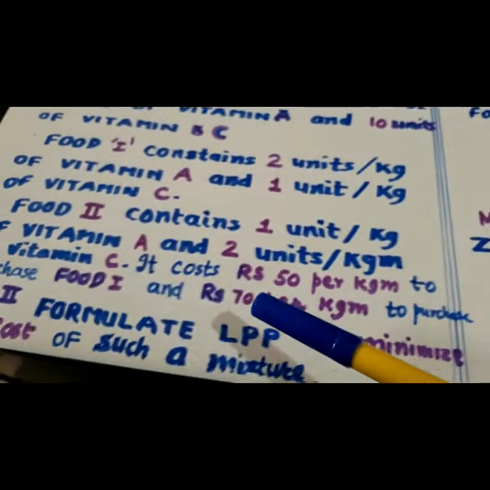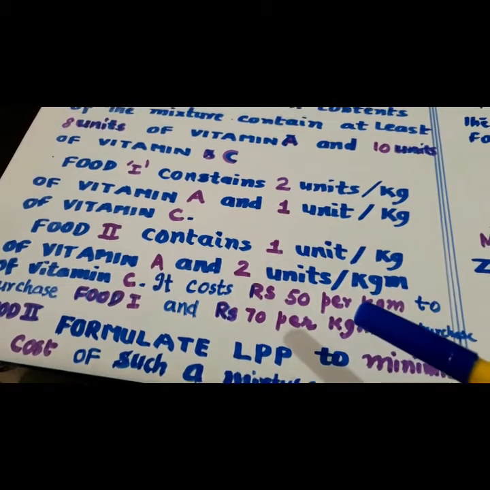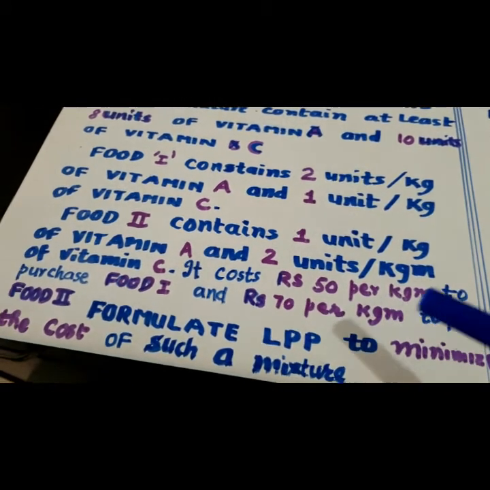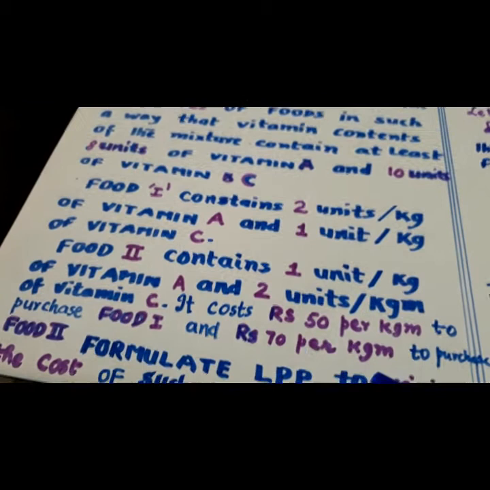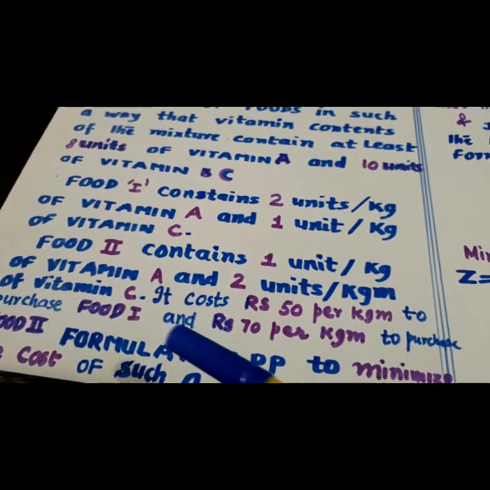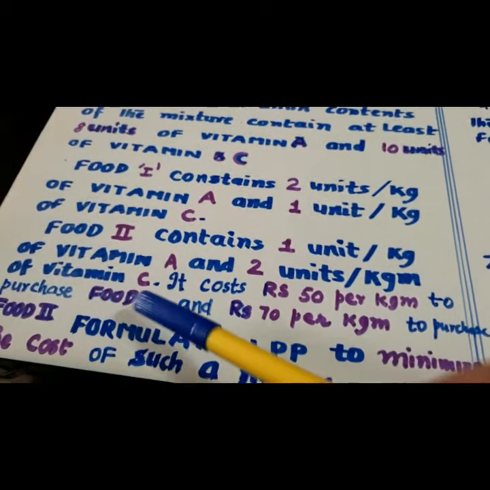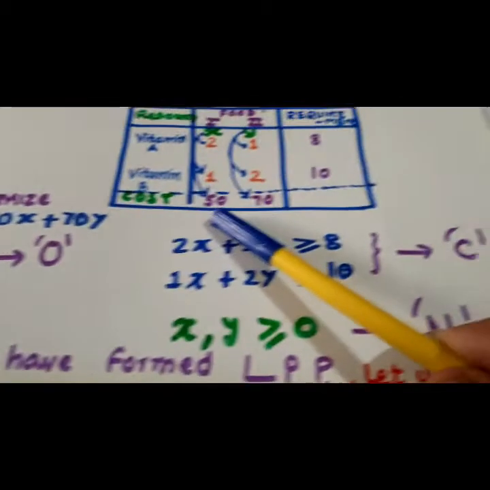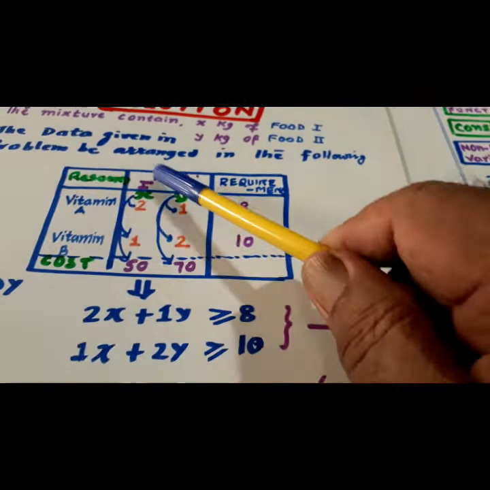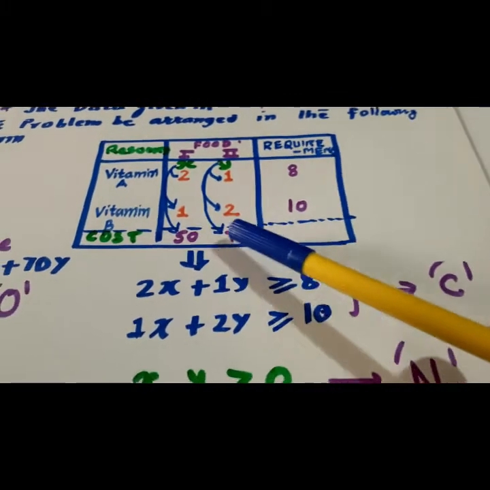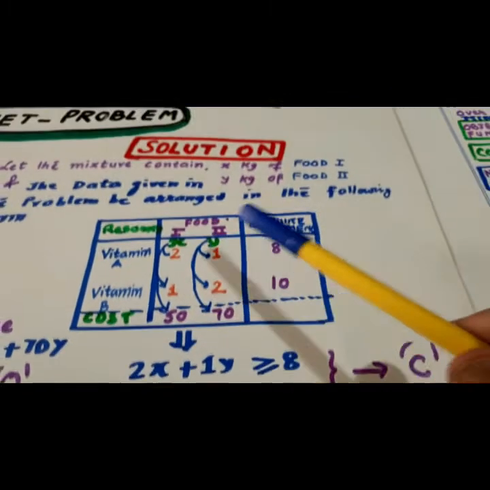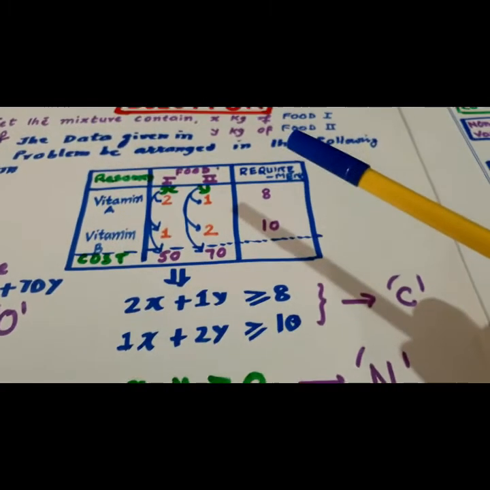And the cost of food 1 is 50 rupees per kilogram and the cost of the second one is 70 rupees per kg. This is 50, this is 70. For food 1 it is 50 rupees per kg, for food 2 it is 70. So now we have to firstly make the LPP.